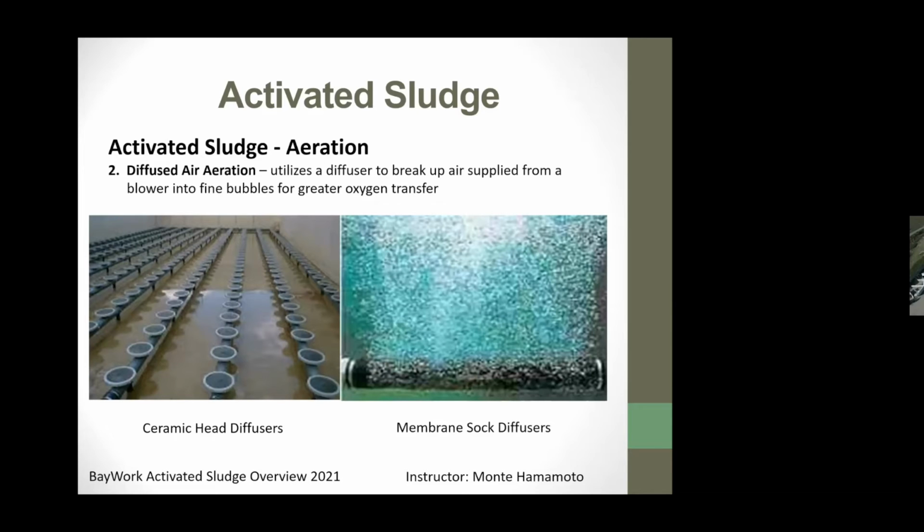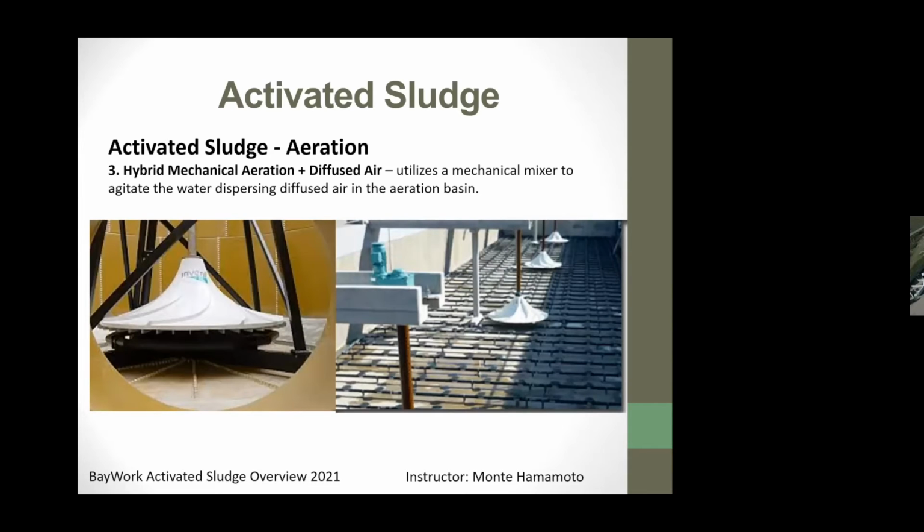There's fine bubble diffusers, there's medium bubble diffusers, there's coarse. It all depends on how your system's designed. But these ceramic head diffusers, and then there's membrane sock diffusers that are pretty popular. And now there's even flat panel diffusers that I've seen, some of the newer technologies. So again, this is diffused air aeration. And then there's another type, which is hybrid. It's mechanical and diffused air. And actually, this is what we have here at Silicon Valley Clean Water.